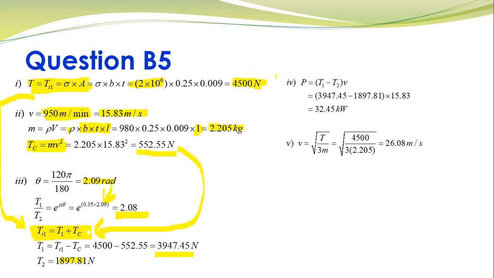1897.81 Newton. Finally, it says you have to find the power that is transmitted by the belt. Power is simply given as T1 minus T2 times the linear velocity.